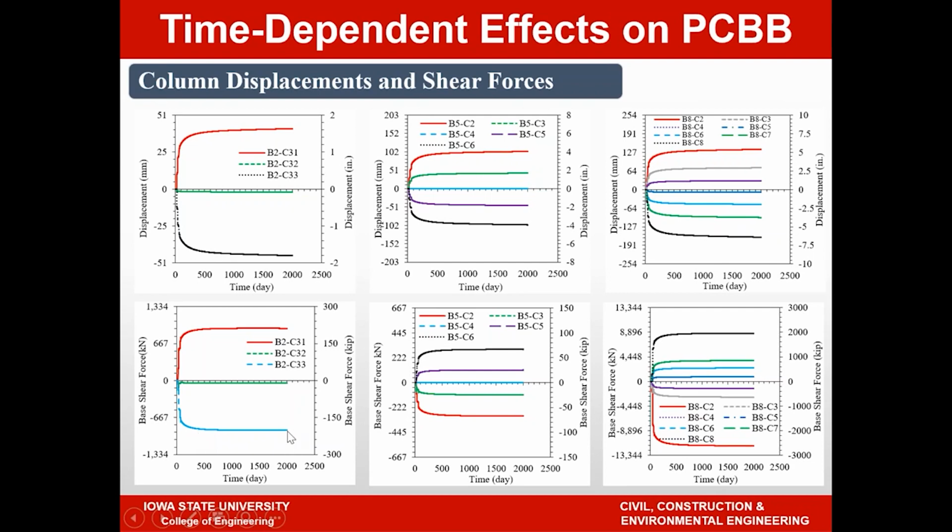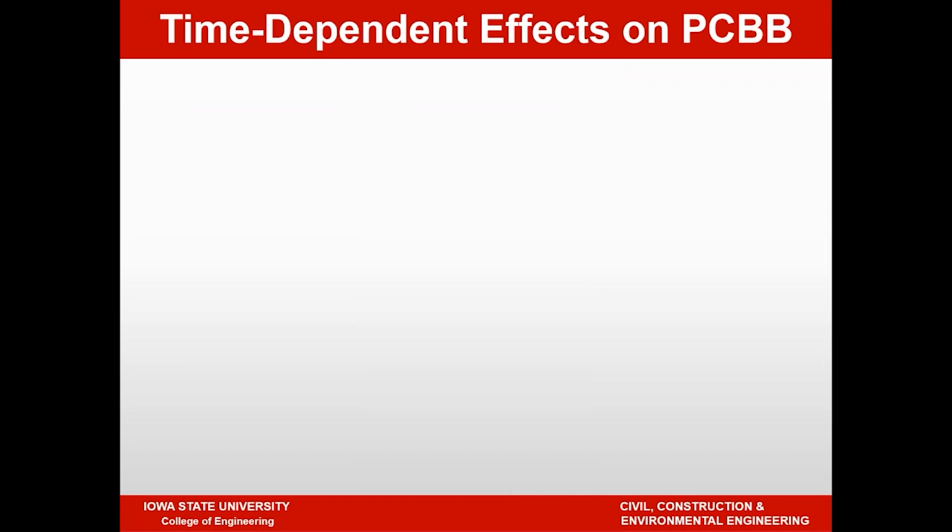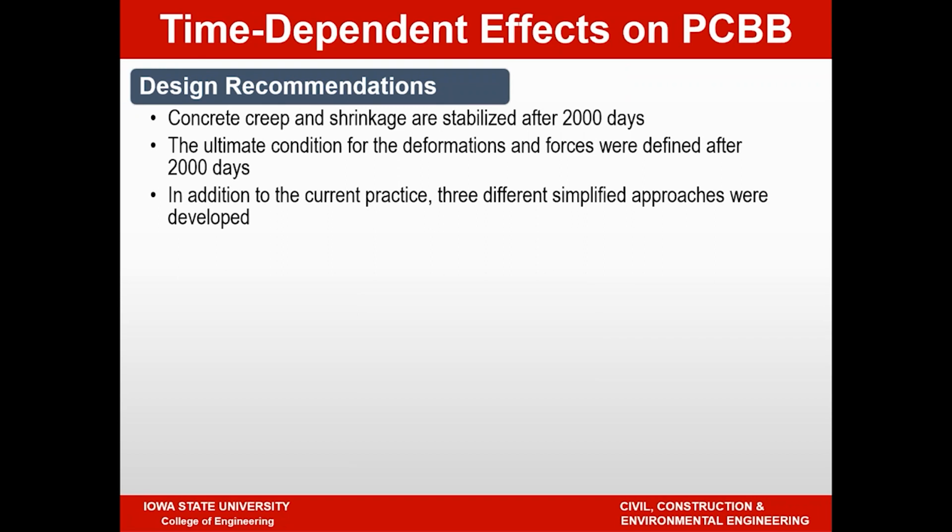The reason we use 2,000 days is the number that we collectively agreed with Caltrans as a time by when we assume all of the time-dependent effects have stabilized. So that's the assumption we made. The ultimate condition for the deformation and forces were defined at the age of 2,000 days as well. And then in terms of the current practice, what we wanted to do was to look at 3 different approaches to see which method would work better, and how accurate these forces have to be estimated so that one can improve the design practice.